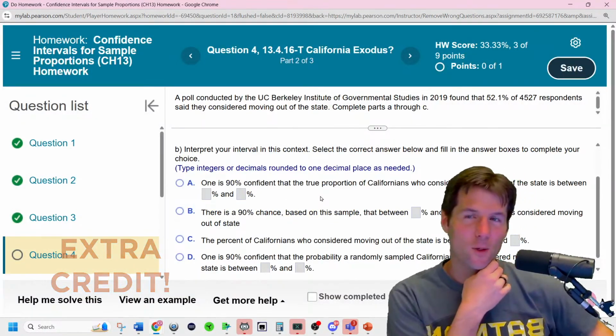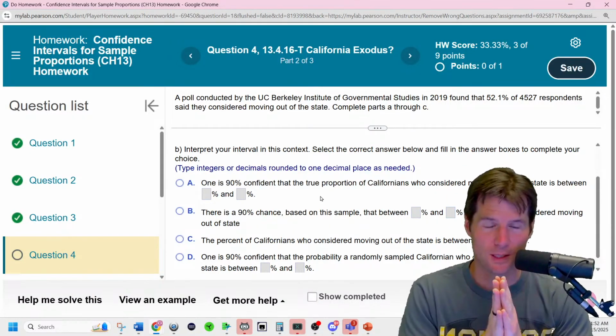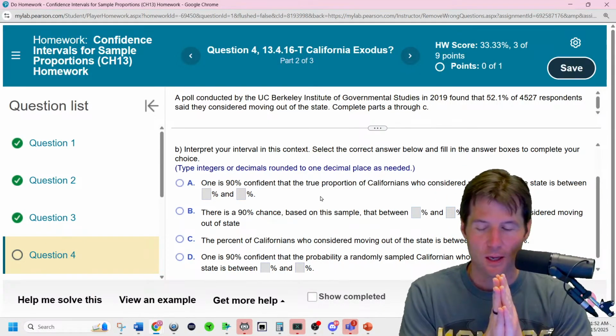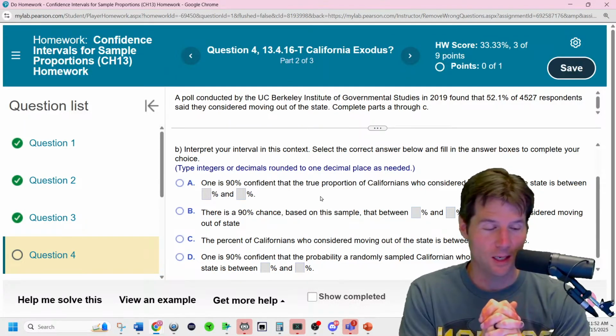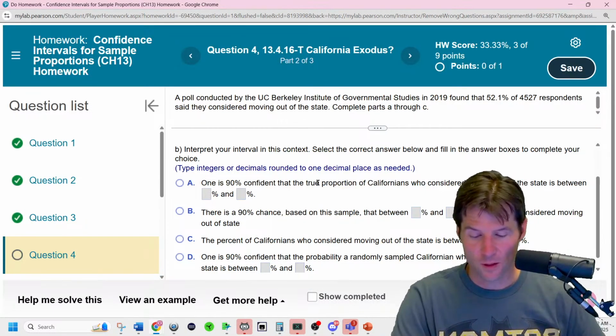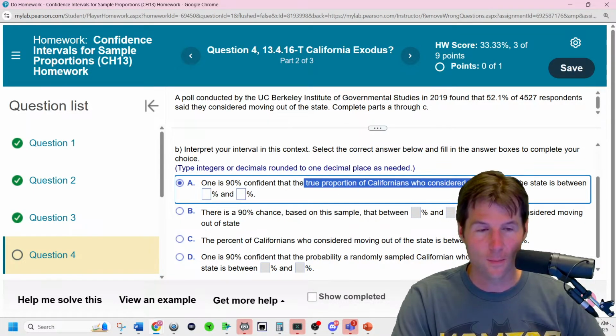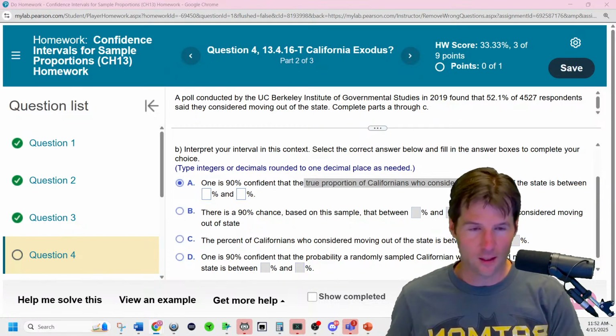And then how would we interpret this? We're trying to figure out the percent of Californians who want to move out of state, or the proportion of Californians who want to move out of state. Don't read their answer. I want you to write an answer. We're going to take a moment here. Don't read their answers. Now we're trying to figure out the true proportion of Californians who want to move out of state. Don't say A, B, C, or D. I want you to try to write it as though it's the test.